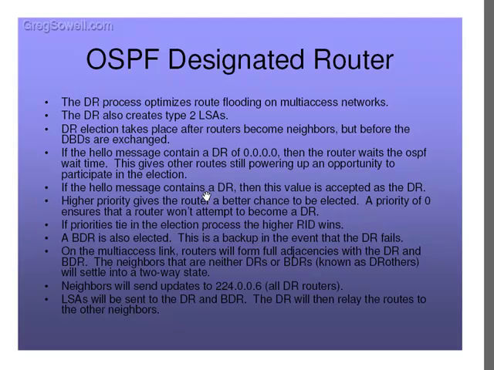OSPF designated router, also known as the DR. It optimizes route flooding on multi-access networks and creates type 2 LSAs, and we'll talk about the LSA types in just a second. DR election takes place after routers become neighbors, but before DBDs are exchanged. If hello messages contain a DR of 0, then you know a DR hasn't actually been assigned.